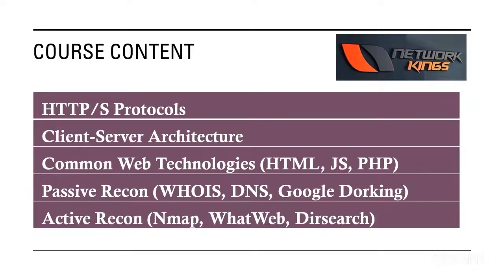Next, recon is divided into two parts. In bug bounties, the main things are active recon and passive recon. For passive recon, you have sources like finding domain information, domain name server information, and Google dorking. In the bug bounty program, Google dorking is a main part. I will show it on a website as a real example.